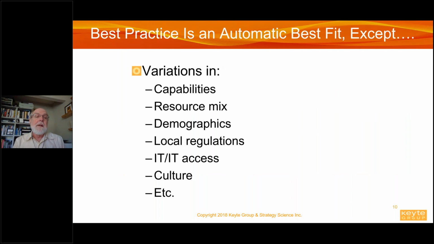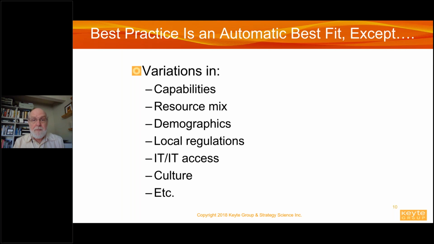The next assumption is that best practice is an automatic best fit, except for variations. Oh my God, we have variations everywhere. You go to roll this thing out, there are variations of capabilities and resource mix, access to the computer, a culture. There are all sorts of variations. How is it possible that the best practice is an automatic best fit?